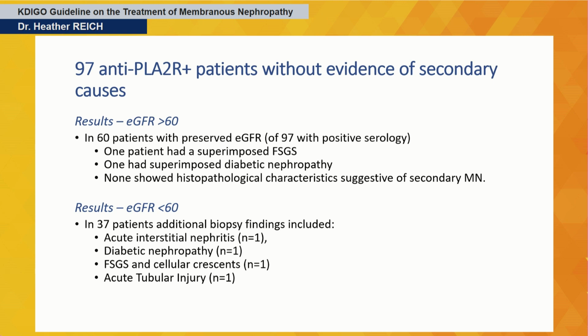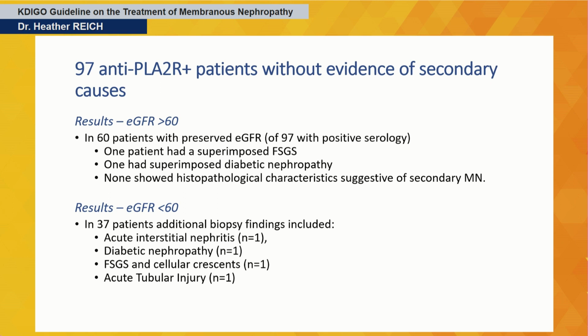In patients with a GFR under 60, which was 37 patients, there were some additional diagnoses noted on the kidney biopsy. One patient had coexistent AIN, another patient had coexistent crescents, and another patient had ATN, and so these were findings that potentially could have modified treatment decisions.